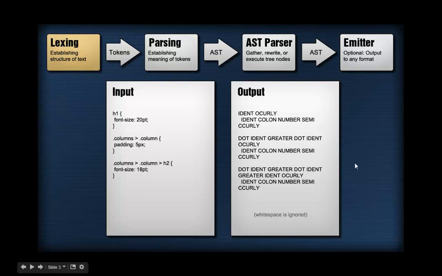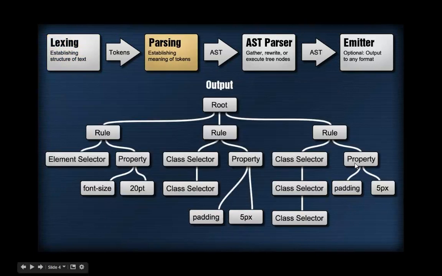So now I'm going to go on to parsing. So now we have a stream of tokens, but we need to establish the meaning of these tokens. We have to build a piece of this program that can take in these tokens and turn them into sentences in the internal representation of our language. And that's where the AST comes in, the abstract syntax tree.